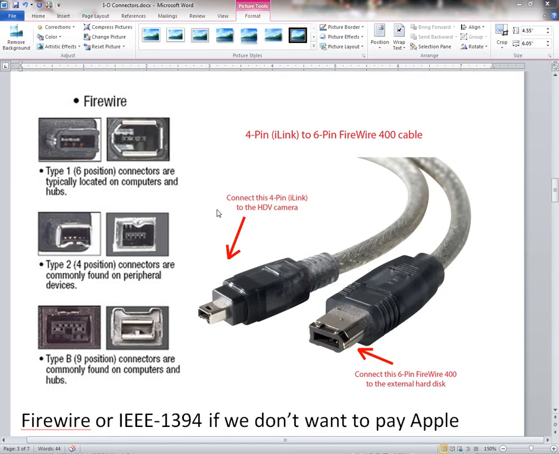Alright, I think that about does it for our I/O ports. Next up will probably be partitioning.